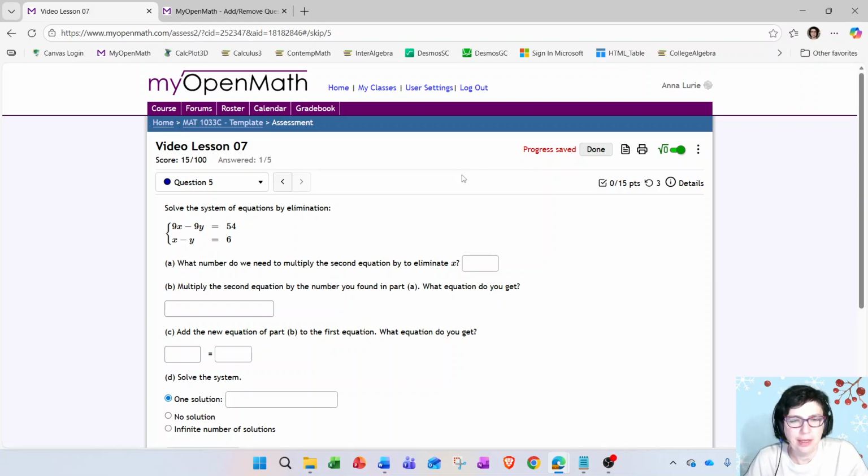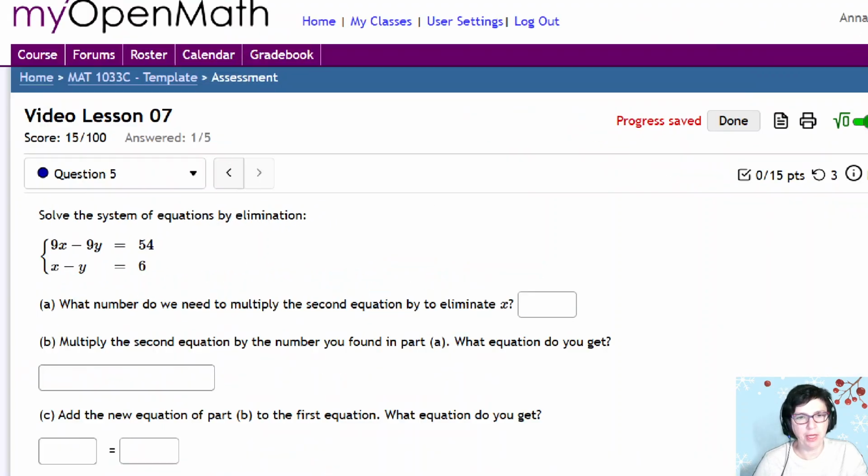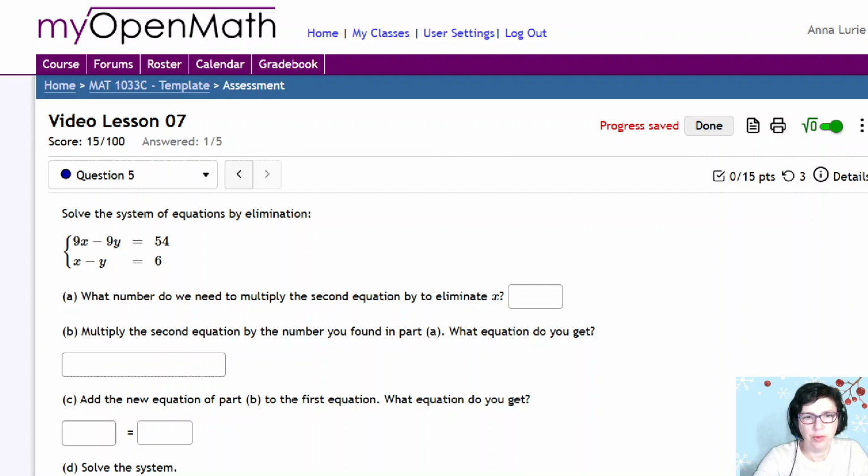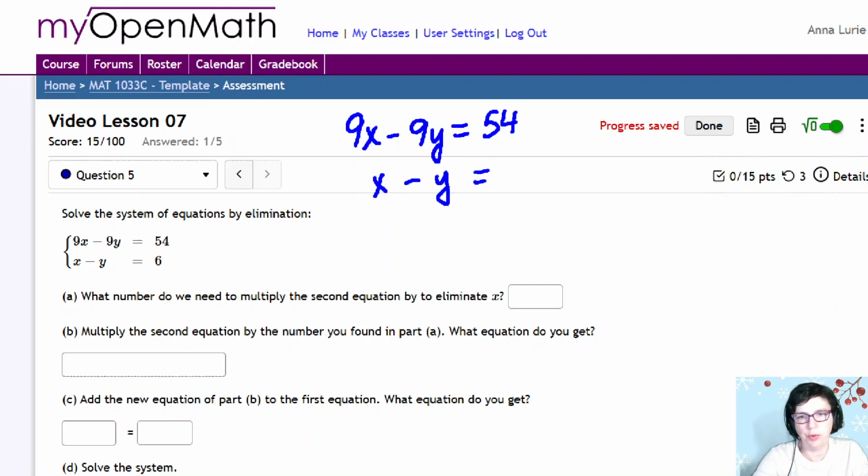Okay, in this example, we are going to look at equations that are actually multiples of each other, and we'll see what happens in that case, okay? So we are still working with the method of elimination, and let me write down the equations. So we got 9x minus 9y equals 54, and then we have x minus y equals 6.